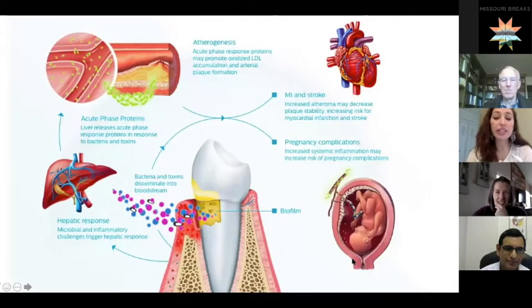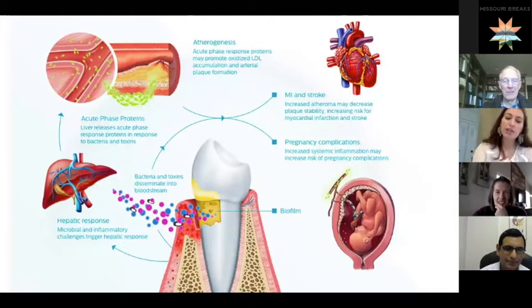This is where we really get into how it affects our heart. Looking at the tooth in the middle, these little blue and purple dots are showing the bacteria and the beginning of gum disease.